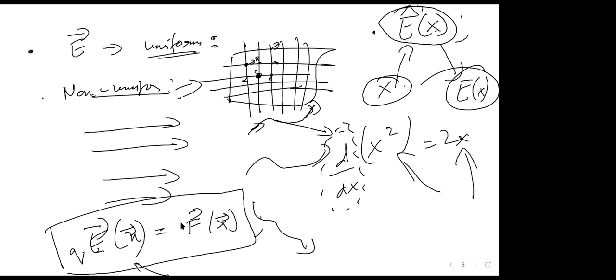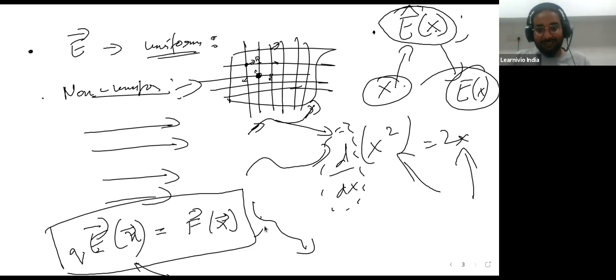Now, here the difference is that instead of taking in one value, you're taking in three values. Because my vector x has three components: the x component, the y component, and the z component. If it's a two-dimensional problem, then you will only have two components: the x component and the y component.